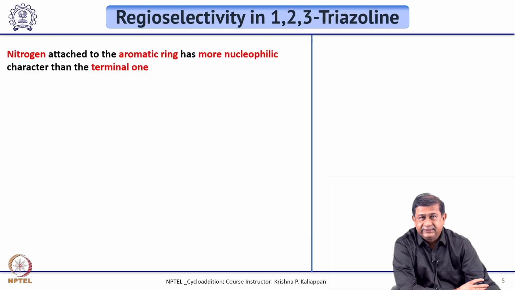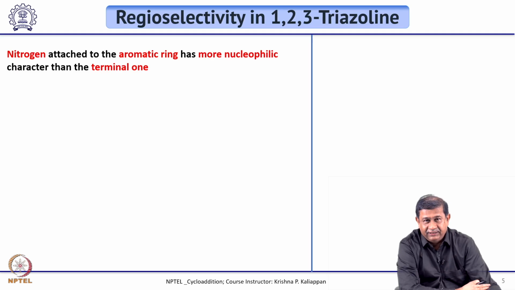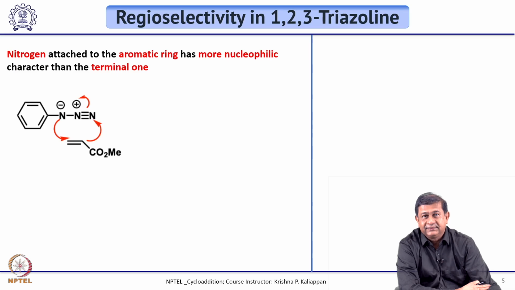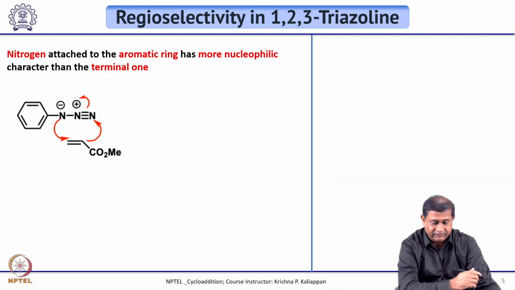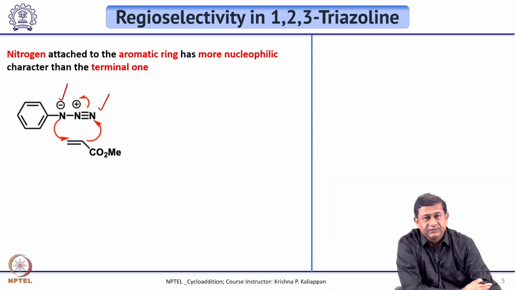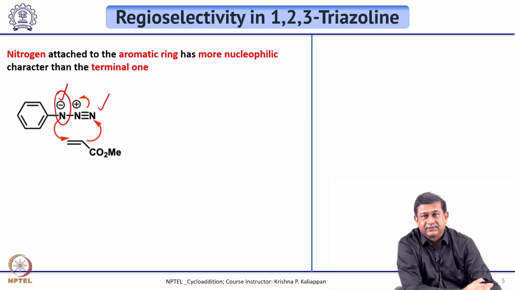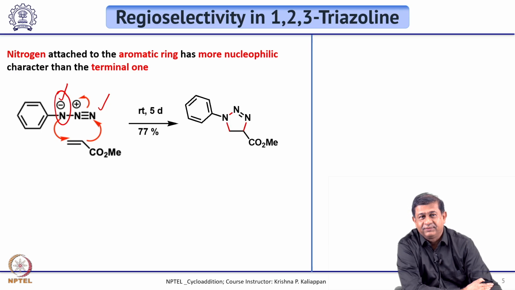When a nitrogen is attached to the aryl group, so you have the azide and one of the nitrogens is attached to the aromatic ring, that particular nitrogen is known to have more nucleophilic character than the terminal one. So now you can see this azide. This is the terminal nitrogen and this is the nitrogen which is attached to the phenyl group. So this particular nitrogen is known to have more nucleophilic character. So then that will determine the regiochemical outcome of the product.